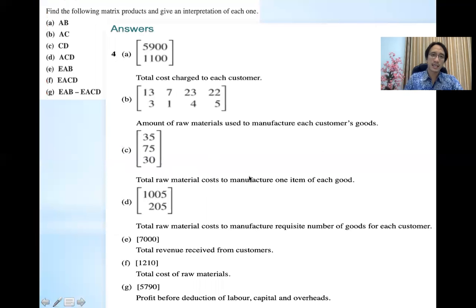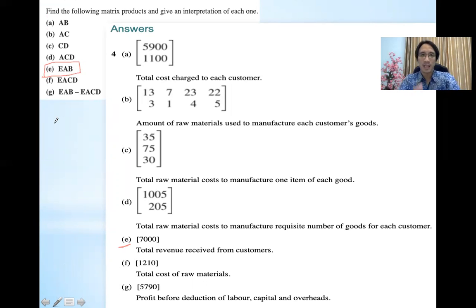But in this case, it is the total cost charged to each customer, so it can also be seen from the point of view of the customer, the total cost that the customer should pay. Actually, the total cost is the total revenue from the seller side. The total revenue received from customers is E times A times B.